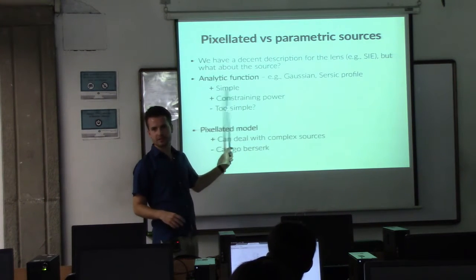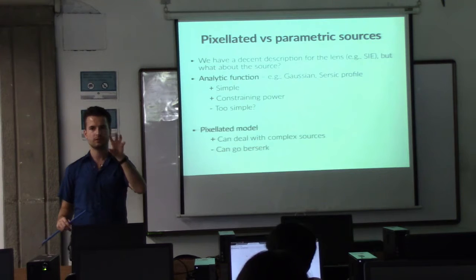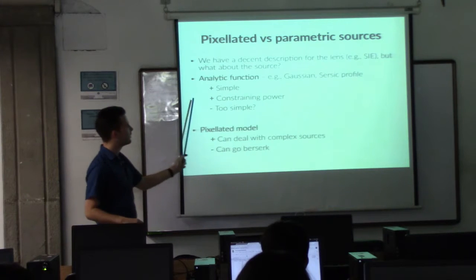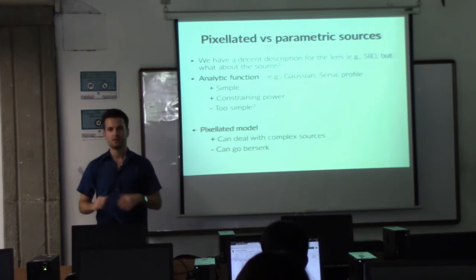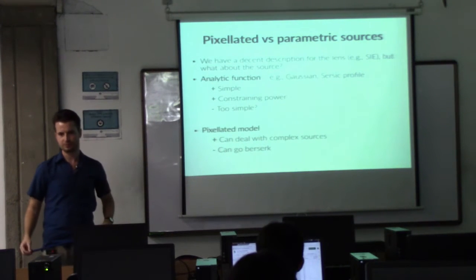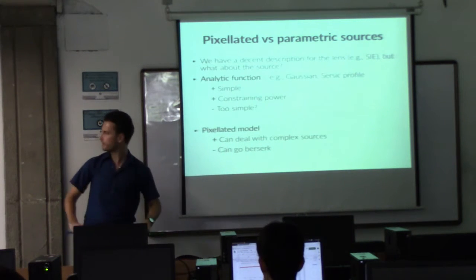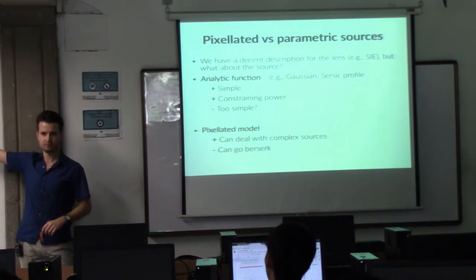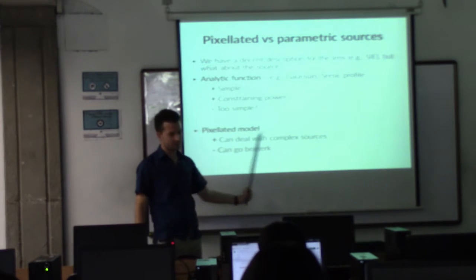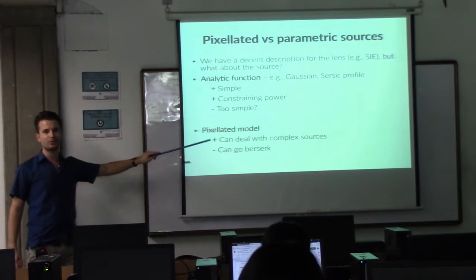The nice thing about it is that it's simple. It gives you a lot of constraining power, because you already tell your code this is how we expect the source to look. But if you have high resolution observations or complex sources, this is going to be too simple. Or you say, okay, my source is not going to be an analytic function, it's going to be an array of pixels, like you would take with a camera. The thing is, it can deal with complex sources, but it can really fall apart.